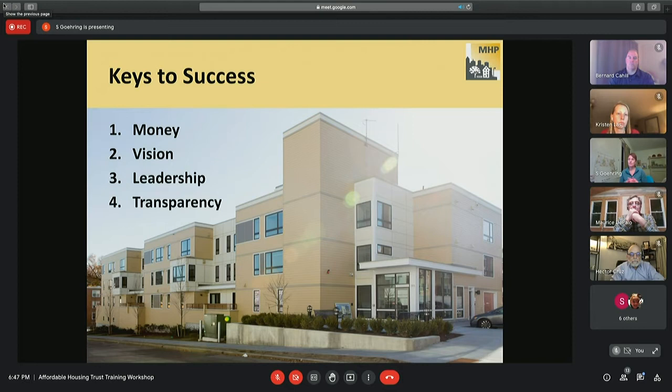So from our vantage point, it's not rocket science, but it really takes having some funds available for your trust to work with, having a vision of your place in the community and what you're working towards, having leadership that can help move projects forward, and then transparency, being open in the community about what you're doing.